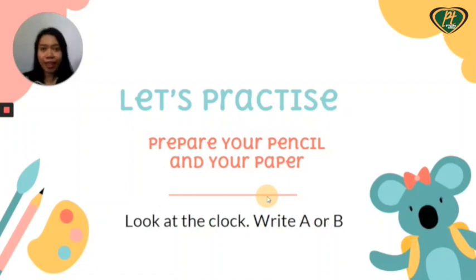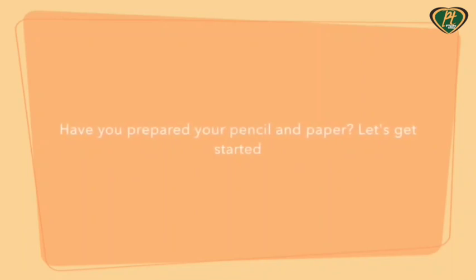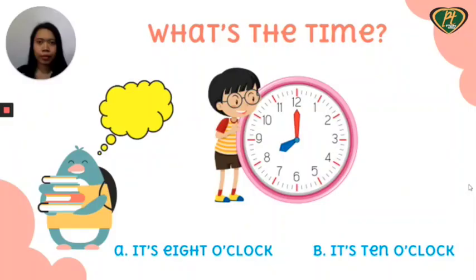Now it's time to practice. I'm going to give you some exercise. So please prepare your pencil and your paper. I'll show you pictures of clock. Then you write the answer A or B on your paper. Look at this first clock. The long hand is on number 12, and then the short hand is on number 8. So what's the time? A, it's 8 o'clock, or B, it's 10 o'clock. Now you can start to write A or B on your paper.